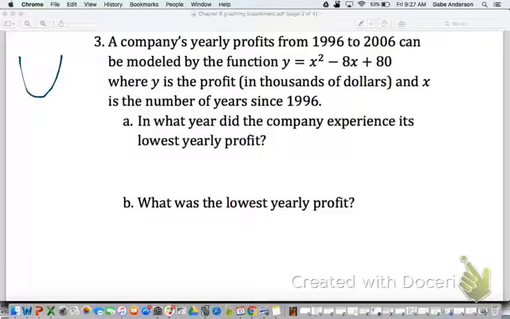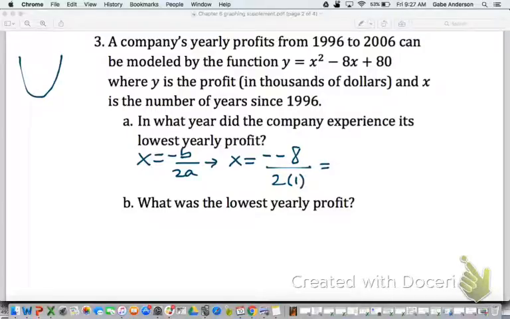Yeah, we're going to use that first. So we're going to say x equals negative b over 2a. In this case, what is the b? The b is negative 8. So it would be negative 8 over 2a. And what's the a value? 1. All right, so this would be 8 over 2. x equals 4. Okay, so we are told that x is the number of years since 1996.